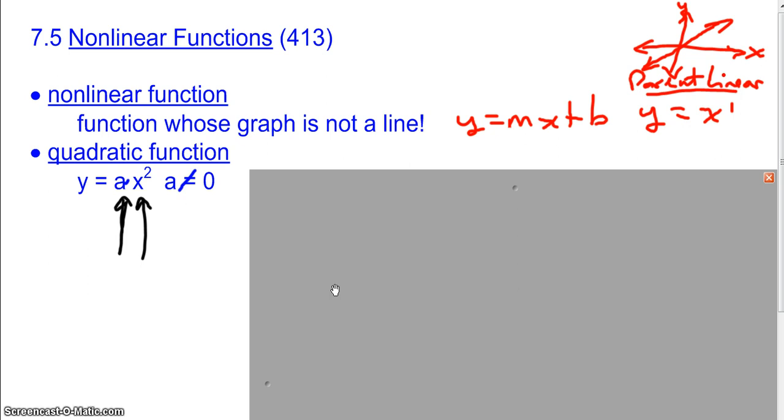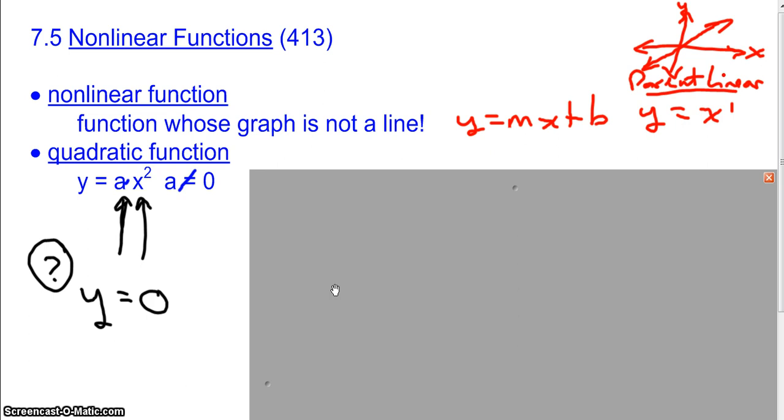Notice the rule says a may not equal what? 0. What would happen if it did? What is 0 times x squared? 0. And the question is, what would y equals 0 look like? Can you show me with your arms? Y equals 0? All the y's are 0.